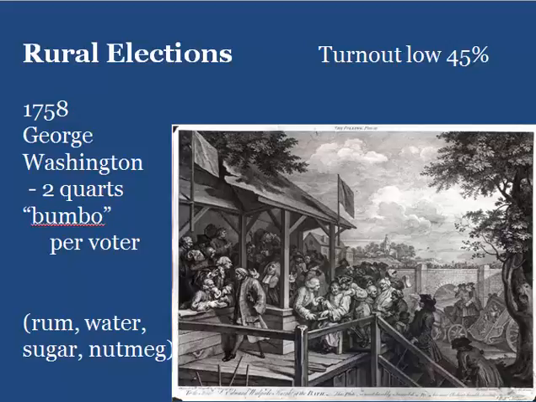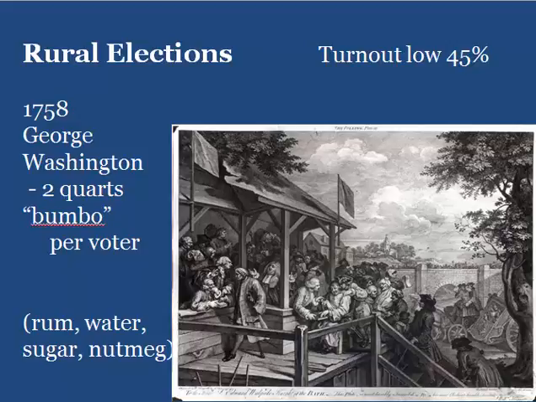Rural elections. Rural elections were a big party. They were in the city as well. But let me give you an example. There were raucous, big booze-ups. In 1758, for example, George Washington most graciously hosted the election in which he was running for a colonial assembly seat. And he gave all those who came to vote 2 quarts of what he called bumbo. Bumbo was his mixture of rum, water, sugar, and nutmeg. Right? So he's definitely greasing the wheels to endear you to him, and also just making a big old party of it. Right? Rural elections.